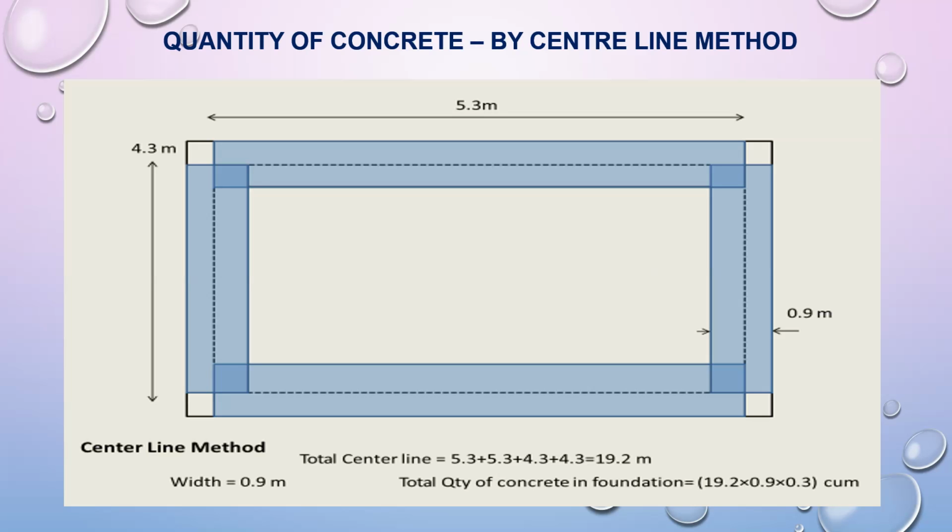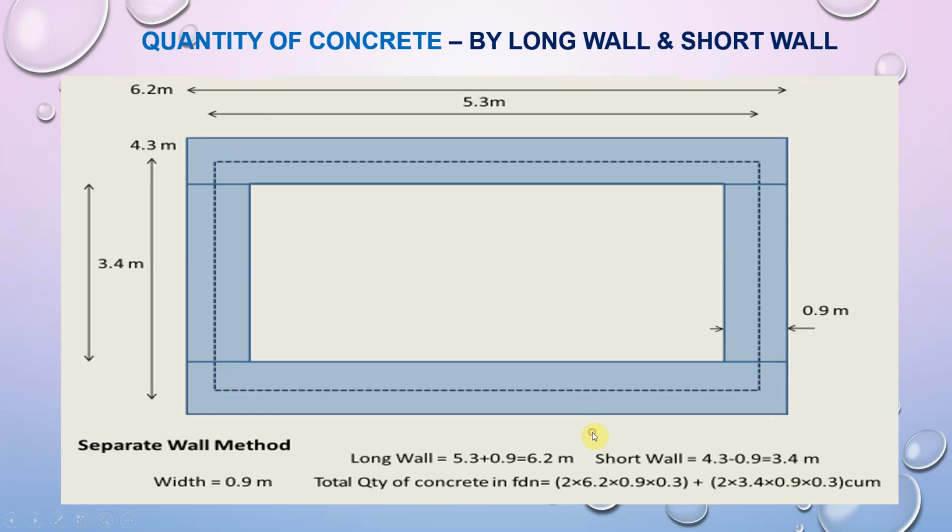That means we can directly add the center line distances 5.3 plus 5.3 plus 4.3 plus 4.3. In this way you can calculate the total center line length, and after getting the total center line length for the concrete, you just have to multiply this total center line length by the width of the concrete and again multiply by the thickness of the concrete. We will get the total quantity of concrete in meter cube.